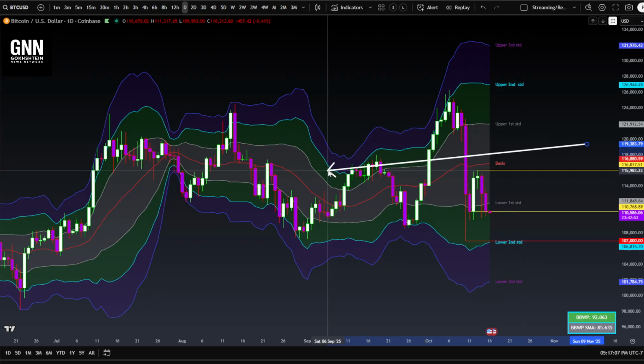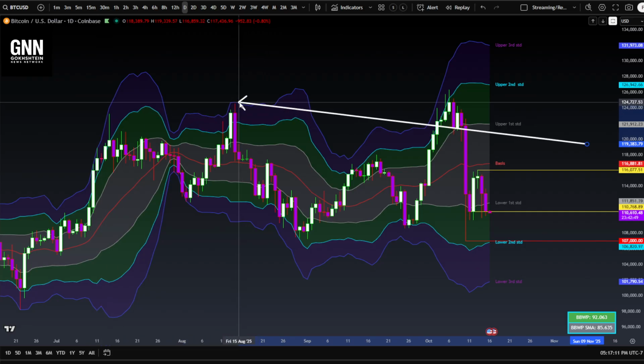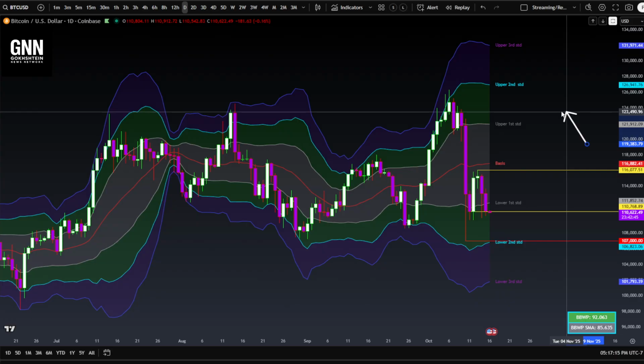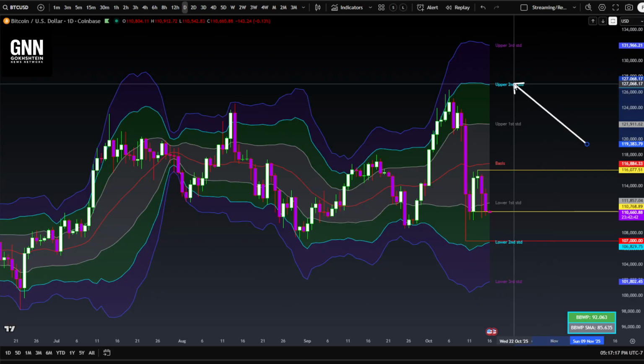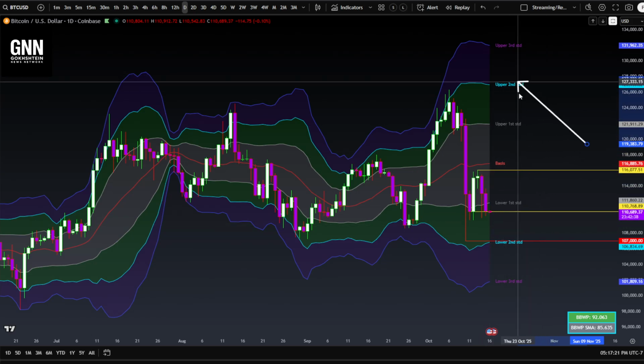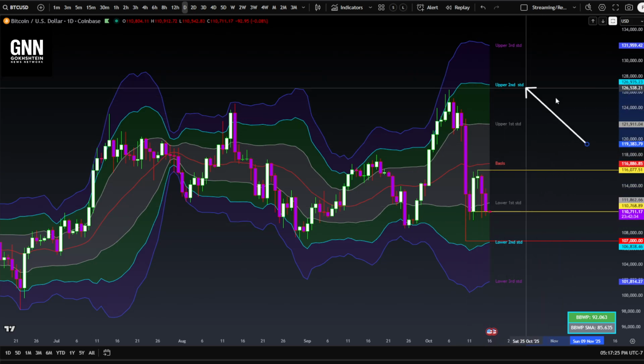Anywhere above there, we'd be looking essentially at 123 to 125 over here, and then the highs again, possibly higher, around $128 to $130,000, somewhere around this upper second standard deviation. Even then, if it did race all the way back without seeing a squeeze on the bands, I'd be looking for rejections here.